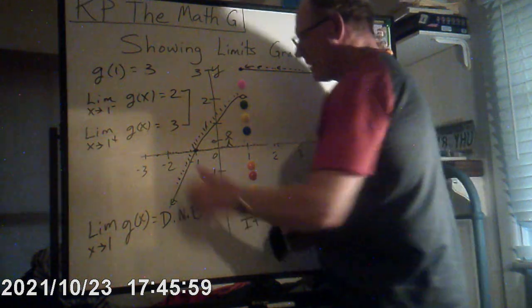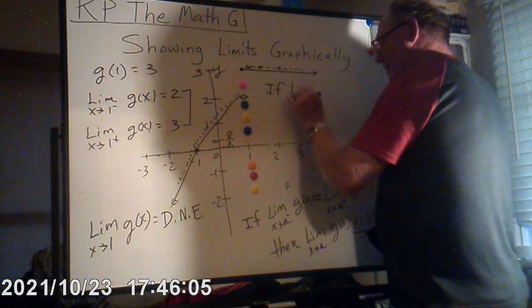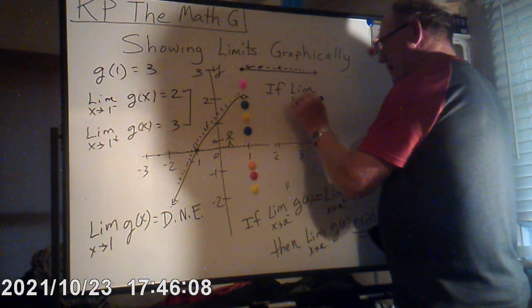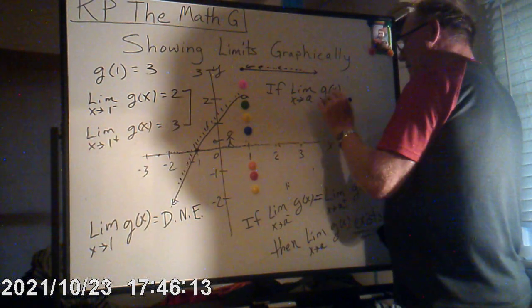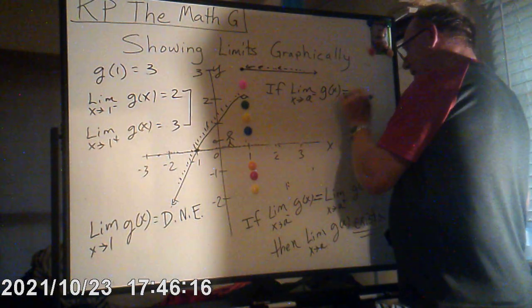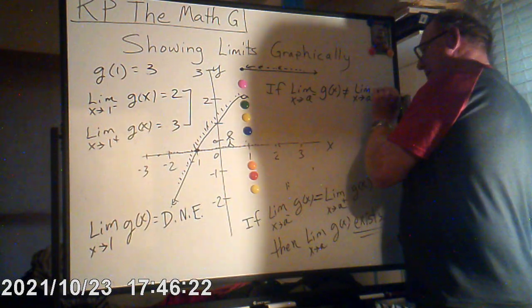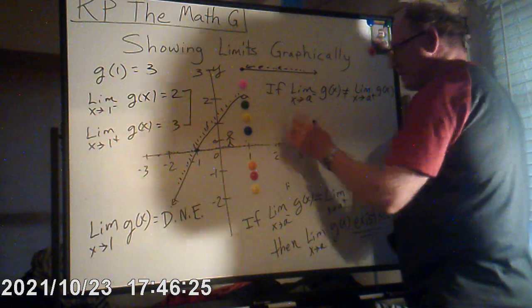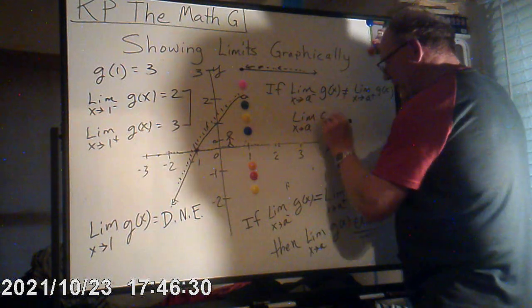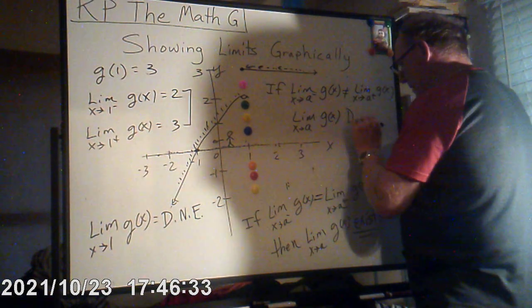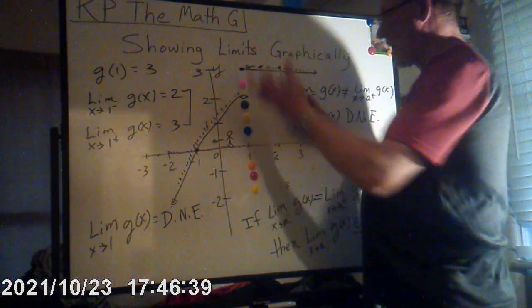So if this is the case, here's the rule. If the limit as x approaches a, let's call it g at x, from the left, is not equal to the limit as x approaches a from the right, g at x, what's the conclusion? The limit as x approaches a, g at x, does not exist. Okay, there you have it.